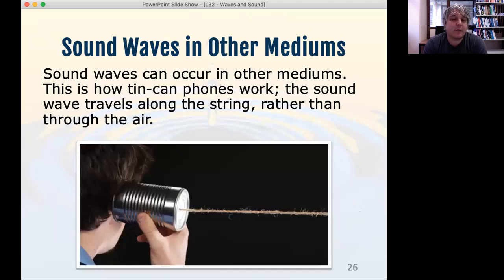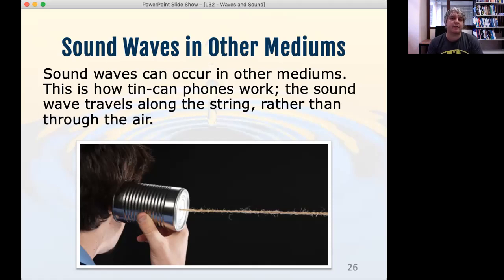Sound waves can travel through other mediums. That's how tin can phones work. If you've ever made one of those little phones when you were a kid and you talk through them, the sound wave is traveling along the string rather than the air. The sound wave that you create when you speak into the can is air, and the air vibrates inside the can, causing the can to vibrate, which causes the string to vibrate, which causes the can at the other end to vibrate, causing the air inside the can at the other end to vibrate, and then the person can hear it. So sound waves can travel through other mediums.